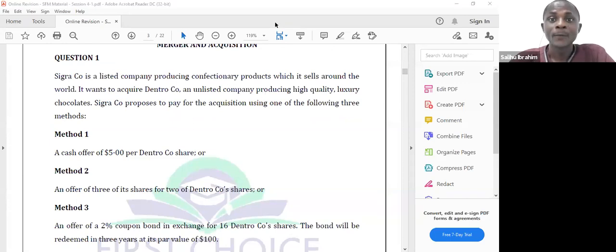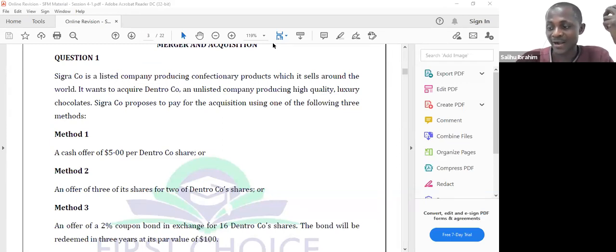Merger and acquisition is basically a business combination. The combination of two or more companies that have previously been operating as separate entities, bringing them together so that they now start operating as one entity, is what we call a merger and acquisition. Merger is the combination of companies. Acquisition is also a combination of companies, but the special case of acquisition is that one company is acquiring the other. For instance, you have company A, you have company B.